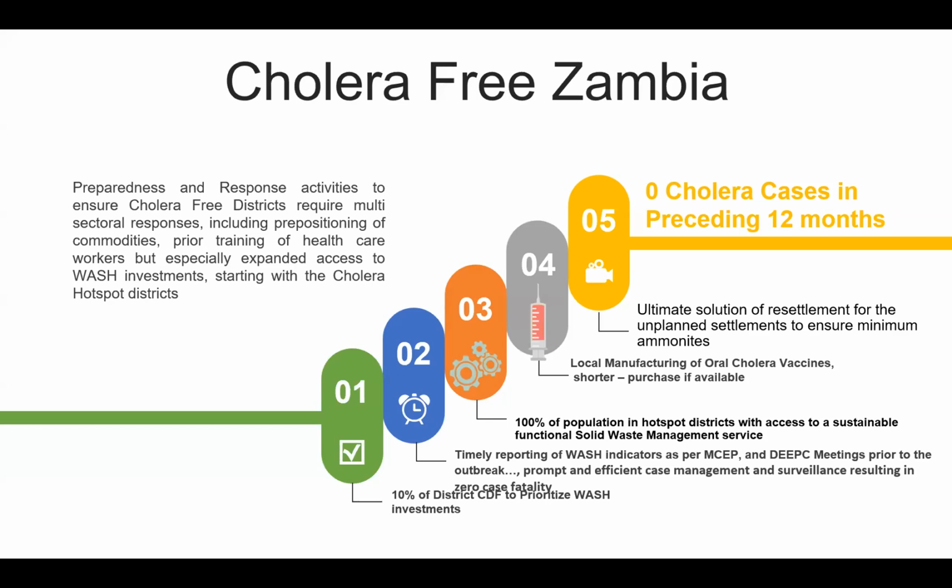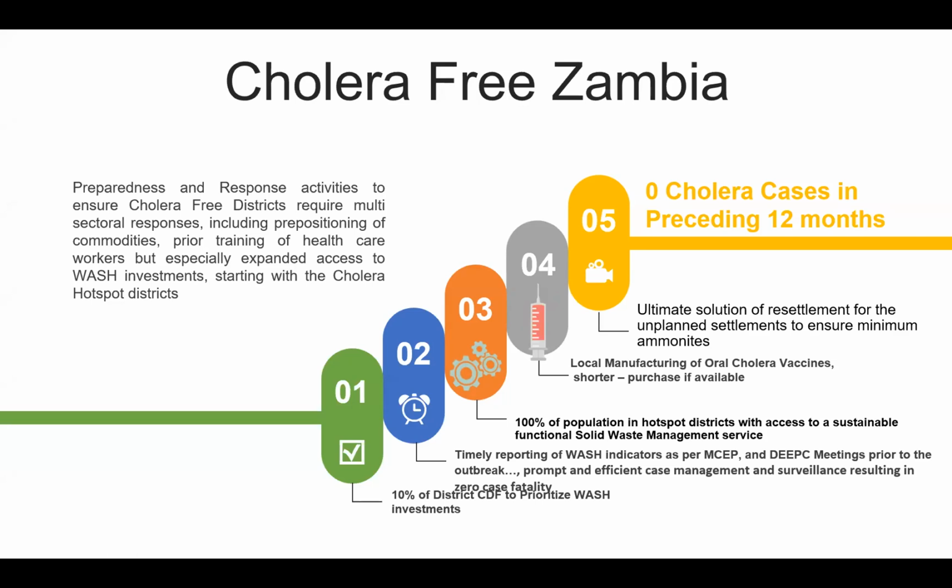The way we are proposing to get to that point, first of all, as part of the multi-sectoral response, we know that every district now has access to CDF. I think it's almost 30 million kwacha. Our proposal is that if every district could invest 10% of their CDF towards WASH investments, that's at least 30 million kwacha every year. The hope then is that we really decentralize the approach to cholera control. Obviously, there are aspects of timely reporting and the WASH indicators when there's no outbreak, but also case management and surveillance should be done promptly when there's an outbreak.